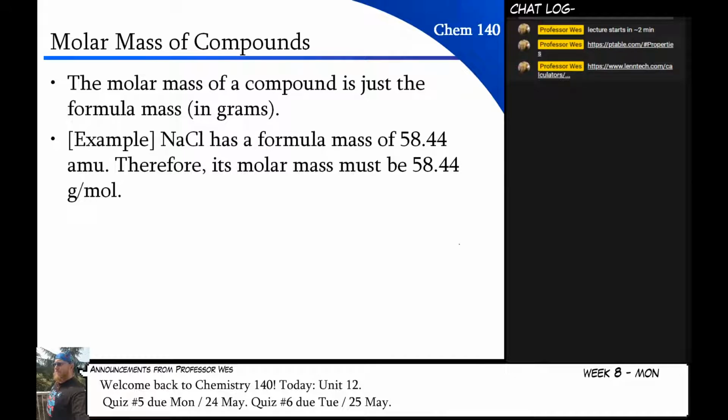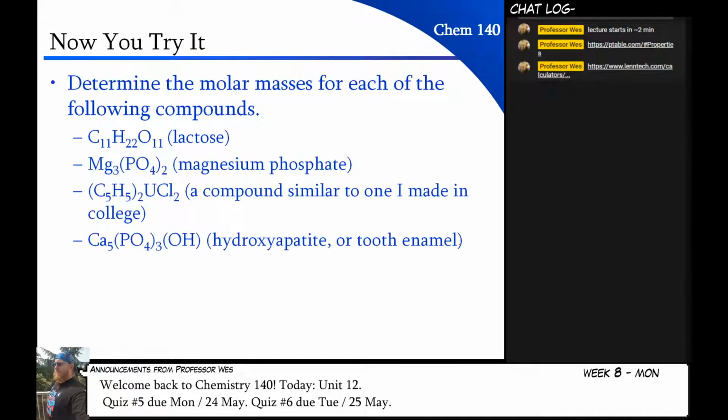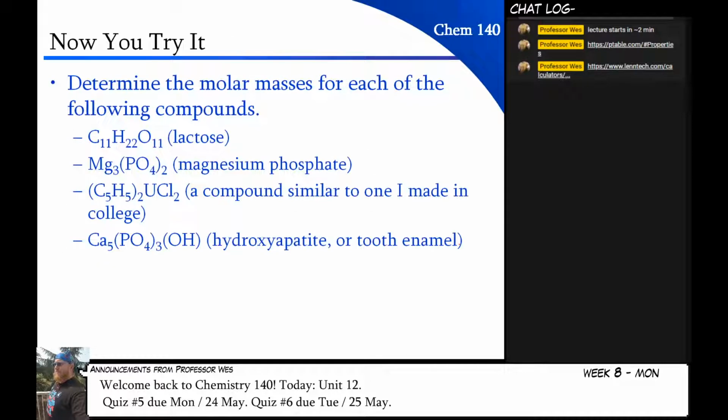And you can do the same thing for compounds. So if I wanted to go to Lenntech and type in the number for sodium chloride, it'll tell me that its mass in AMU is 58.44. We just change AMU to grams per mole. They're the same unit. So now you can do this with molecules too. And again, you can just type that into Lenntech. No problem. We'll just do the first one for an example here.